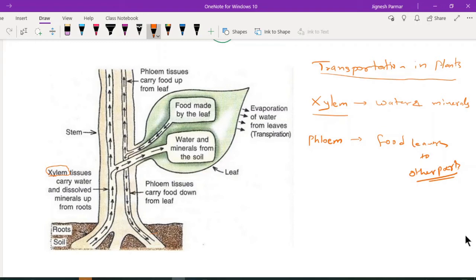However, this pressure by itself is unlikely to be enough to move water over great heights. Not only is this pressure used, but there is one more process taking place in the plant, called transpiration. Now what exactly happens in transpiration?